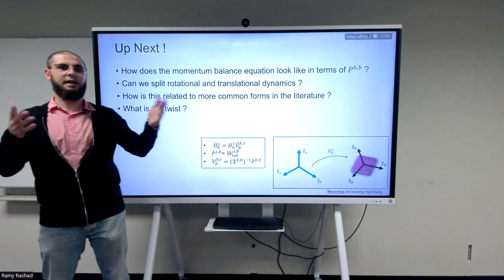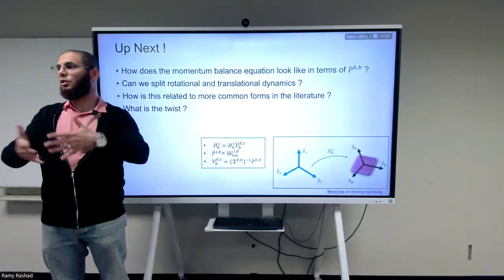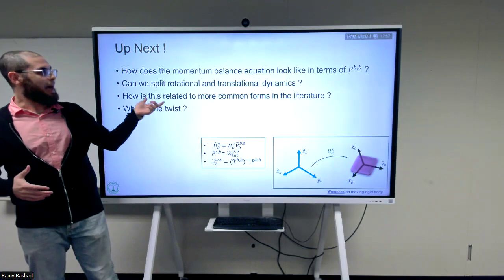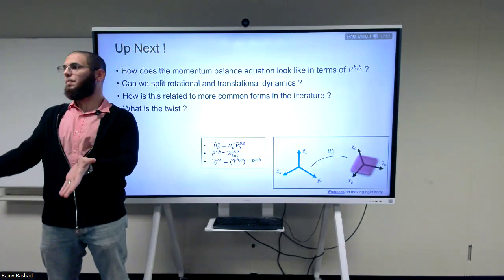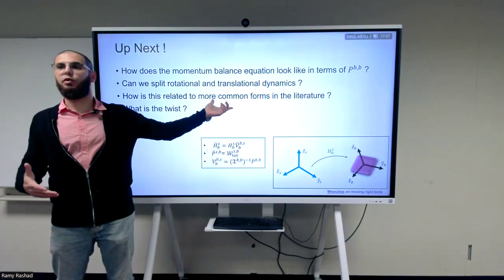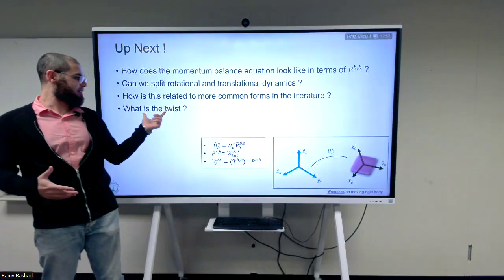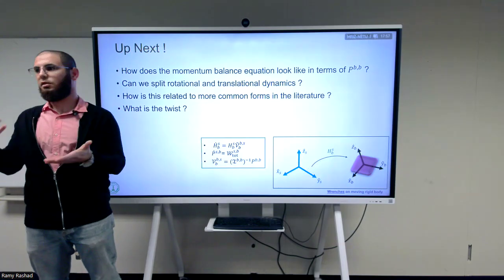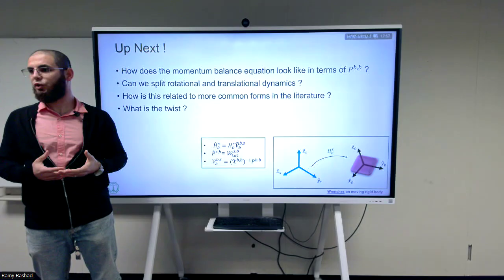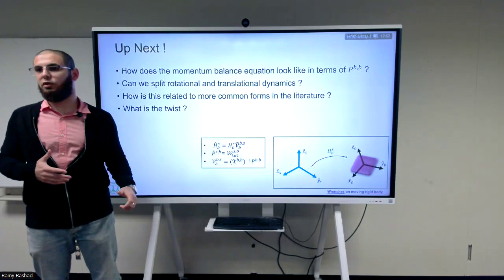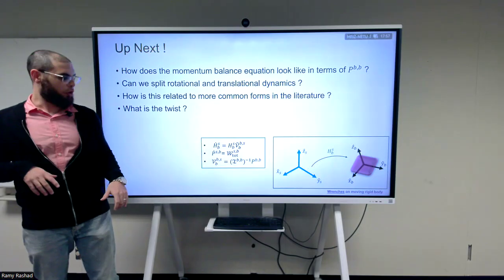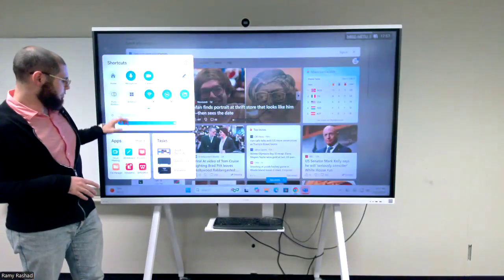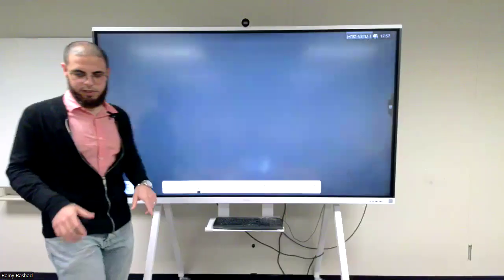And then we're going to be doing something that is very common, which is splitting rotation and translation. Can we always do that? That's the question. And how is this related to more common forms, where if you read a paper you're going to find the equation of a rigid body written? And the last thing is, what is the twist? By twist here, I mean, what is the nature of this object V that we're using all of the time? We're going to look at it in more detail, hopefully, if we have the time. So we're going to have a lot to write today. Okay, so let's start.